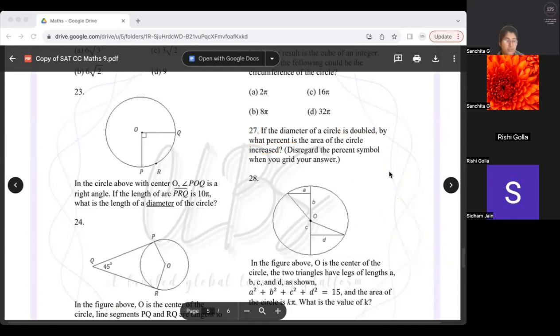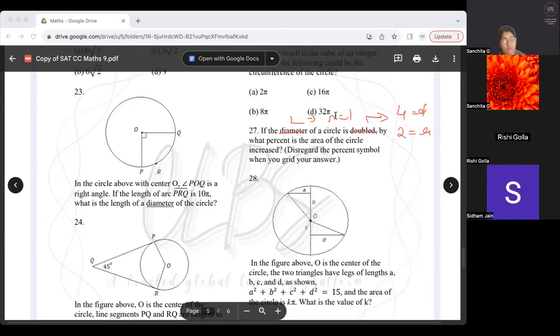Okay, so 300%. Alternately, I'll show you one more method using the PAN strategy we discussed in the first class. You can actually pick the diameter. Let's say I'm picking the diameter as 2. So my radius is 1, half of the diameter, correct? Now it has doubled, so my new diameter is 4 and the radius is 2. Everyone agrees, right?